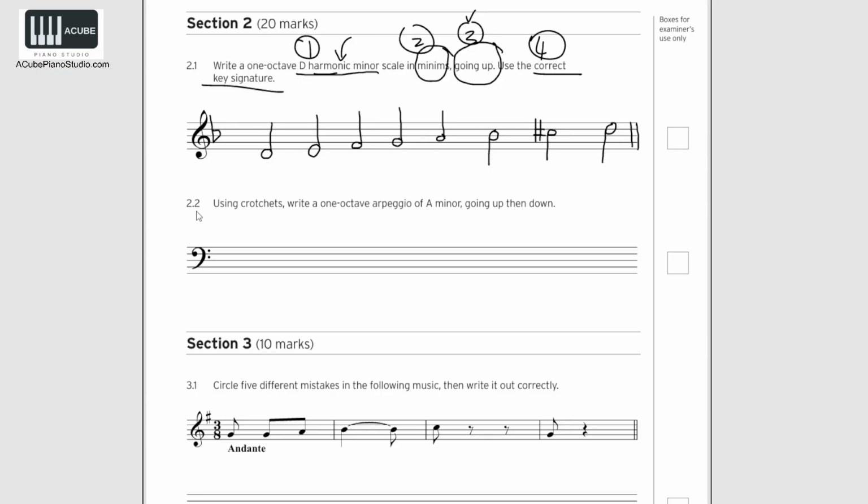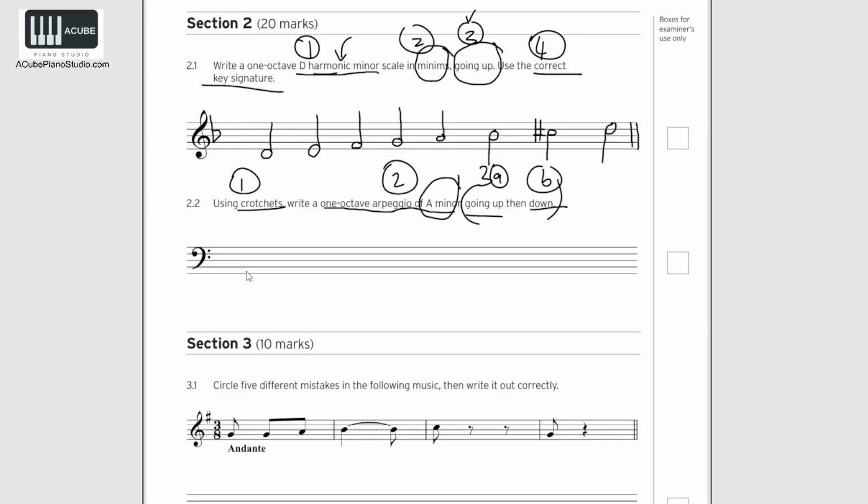Next, let's go on to 2.2. Using crotchets, write a 1 octave arpeggio of A minor going up, then down. So I need to go up, then down, and all of them need to be crotchets. So crotchet arpeggios of A minor, up, and then down.